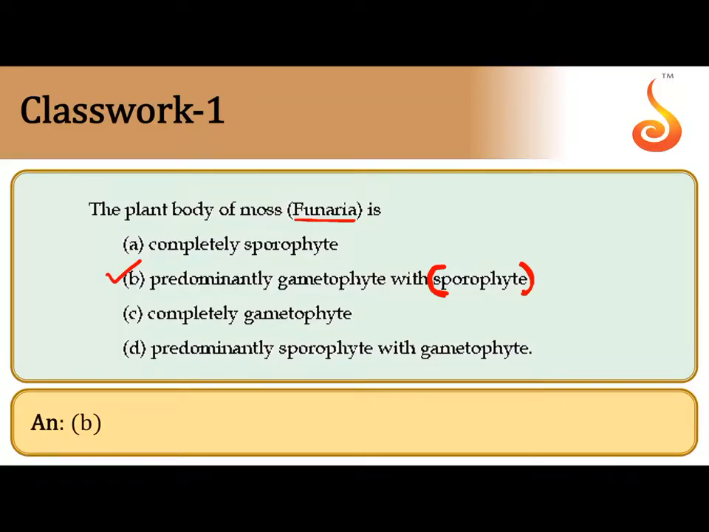All of you remember, gametophyte is the haploid generation and the sporophyte is the diploid. Especially since we are talking about the moss, the gametophyte is the leafy generation, and the sporophyte, as you all know, has a capsule, a seta, and a foot.